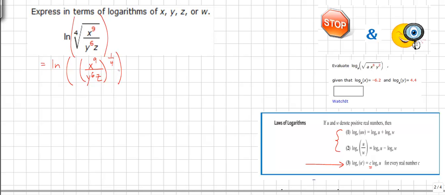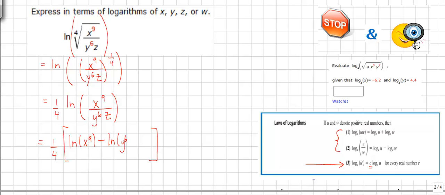Now at this point you have a choice. You can use your rules of exponents and raise each term to the 1/4 power, or you can use this third rule of logarithms and pull the 1/4 down and then keep breaking it up from there. It's really your choice, okay? Because the rules of exponents and the rules of logs work hand in hand. Now, if I choose to pull the 1/4 down and I'm going to break some stuff up, then I need some grouping symbols. And natural log of a quotient would be natural log of the numerator minus natural log of the denominator using the second rule of logarithms.